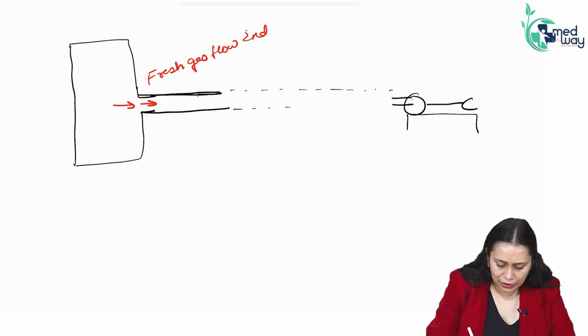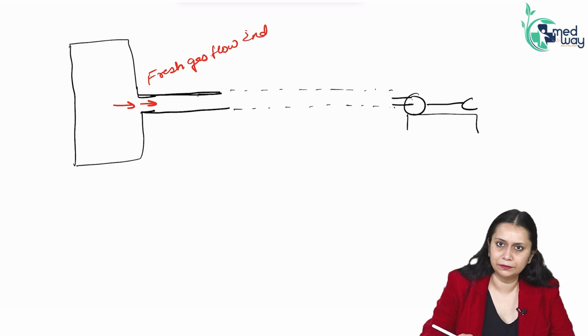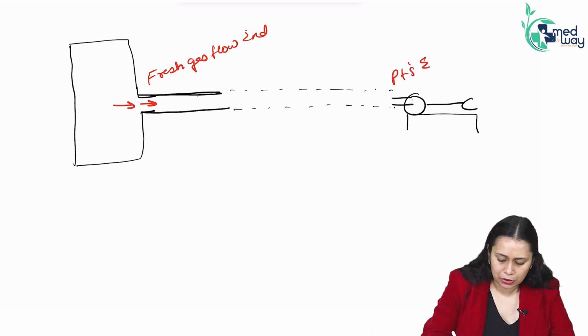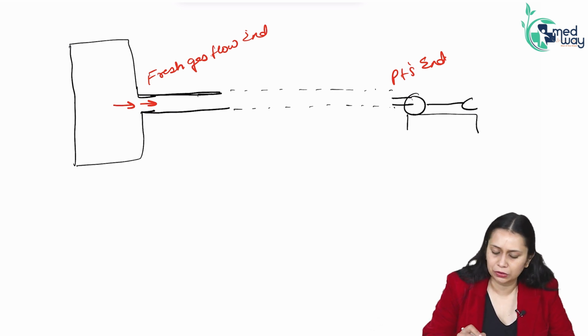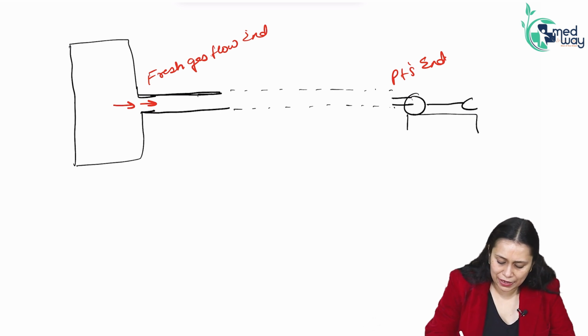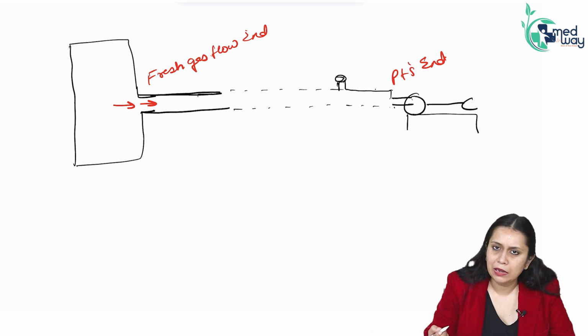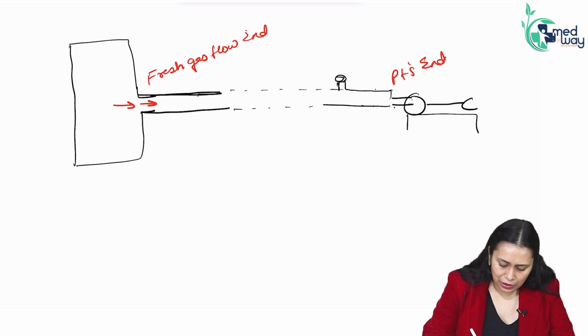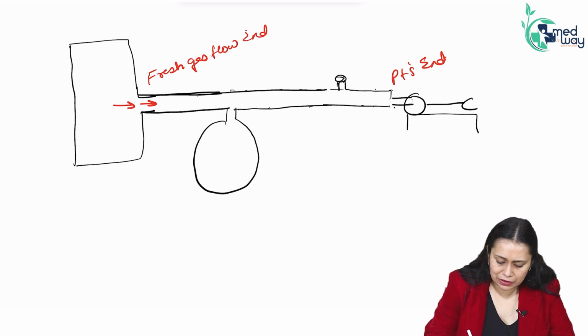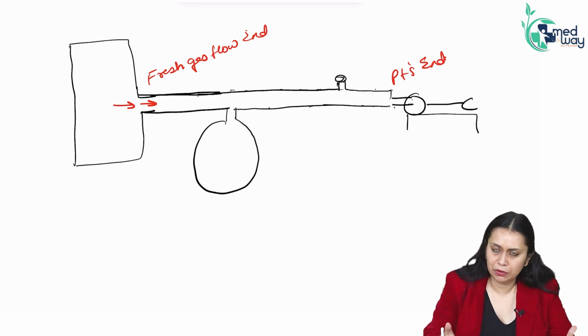The other end of the circuit would be patient's end. Now every circuit would have tubing which will bring the fresh gas towards the patient. We call it inspiratory limb. Every circuit will have a tubing which will remove the expiratory gas away from the patient into the atmosphere through an APL valve. We call it expiratory limb. Now every circuit will have a bag which is used as a reservoir bag or a bag for positive pressure ventilation, right?